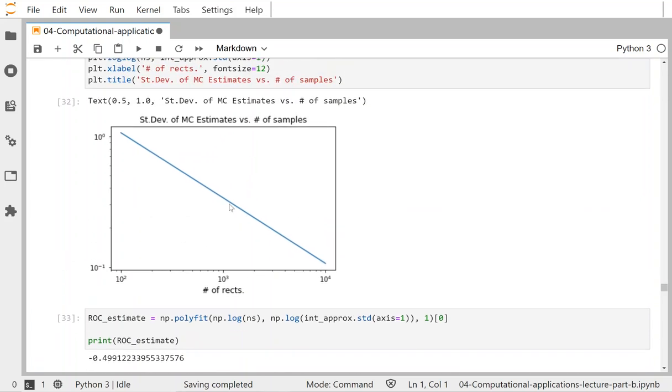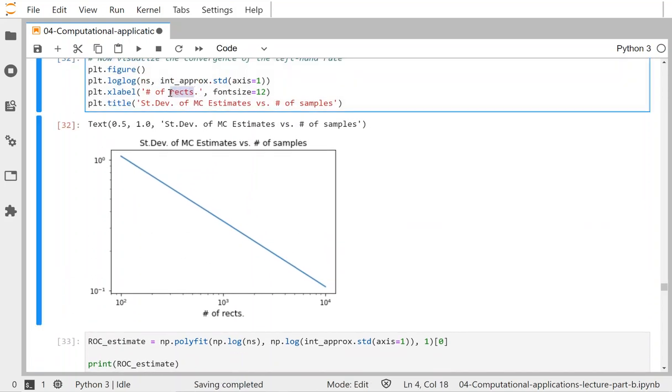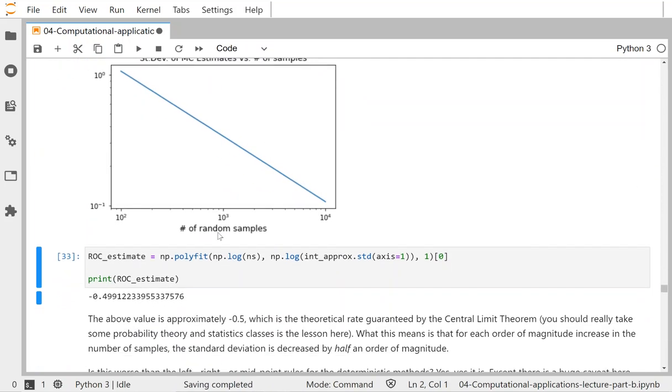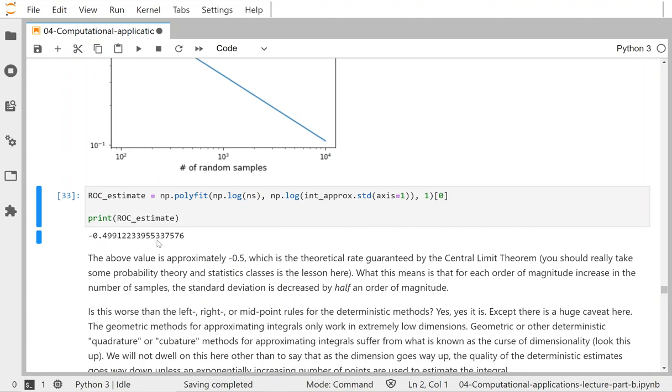This is actually wrong to say number of rectangles here. This is number of random samples. So that'll be fixed when you get it. Number of random samples. We have to use 100 times more random samples to decrease the error by 1/10. All right, that's what this means because we have to go 2 orders of magnitude in this direction to decrease by 1 order of magnitude in this direction. That's what a negative 0.5 is.